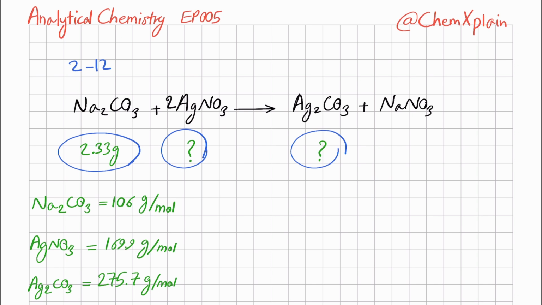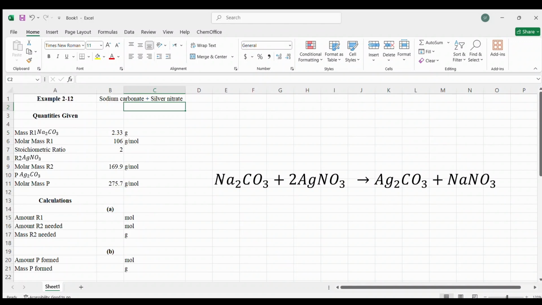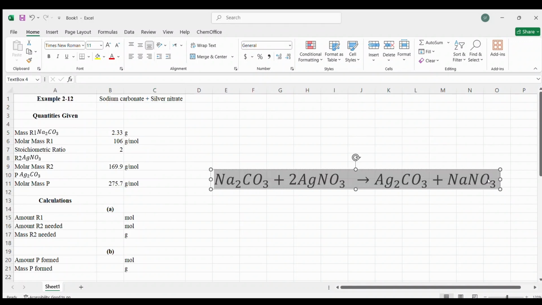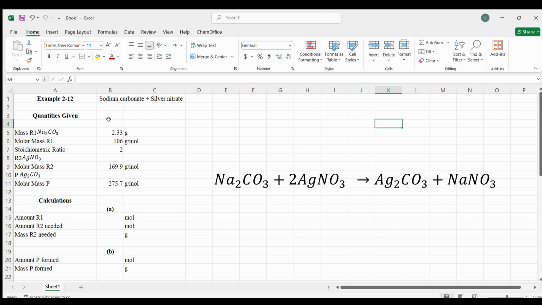So I think now you're familiar with the reaction, what is happening, what we are looking for, and the basic data that we have. So from now on, we move to Microsoft Excel to do the following calculations. Let's go. Okay, so here I have the reaction for you to make it easier to think about. As you can see on the top left corner, I have the number of the example, 2.12, and in this block I have a brief definition of the reaction, which says sodium carbonate plus silver nitrate.